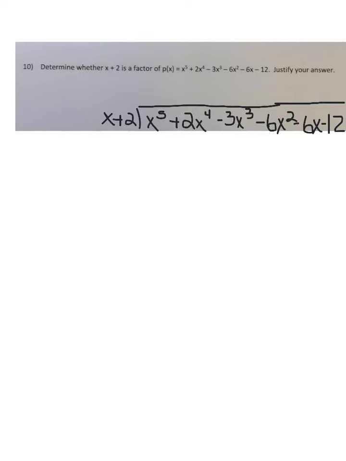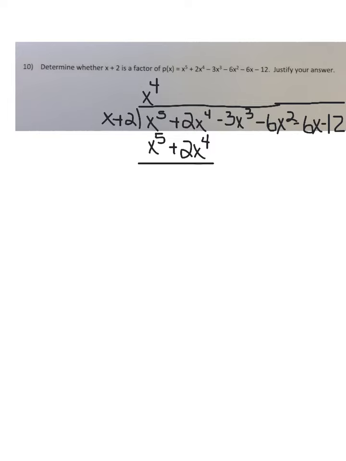So remember, the first step is we're going to take our first term here, and figure out how many times it goes into our first term here. So what would I have to multiply x by to get to x to the fifth, which would be x to the fourth? Then from there, we're going to take our first term, multiply it by x, and multiply it by 2. Okay, so when I do that, I get x to the fifth plus 2x to the fourth.